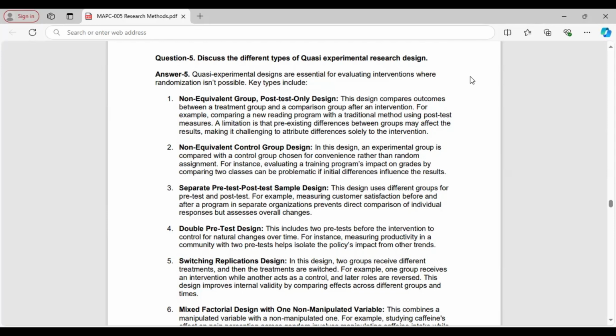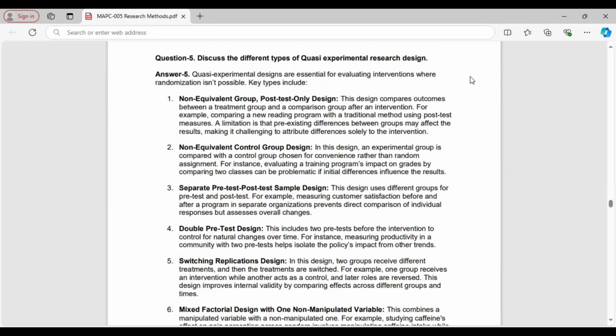And the main types are non-equivalent group, post-test only design. This compares outcomes between a treatment group and a comparison group after an intervention, such as evaluating a new reading program. A limitation is pre-existing differences between the groups that may affect results. Non-equivalent control group design. This compares an experimental group to a convenience control group, like assessing a training program's impact on grades by comparing two classes, which may introduce biases.